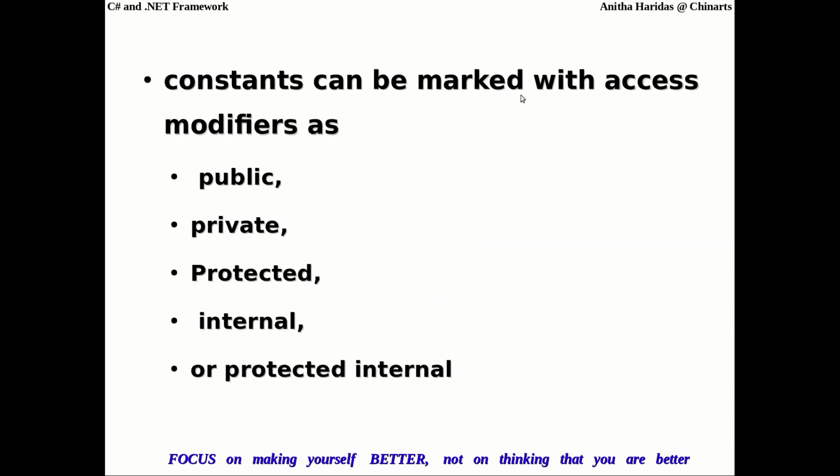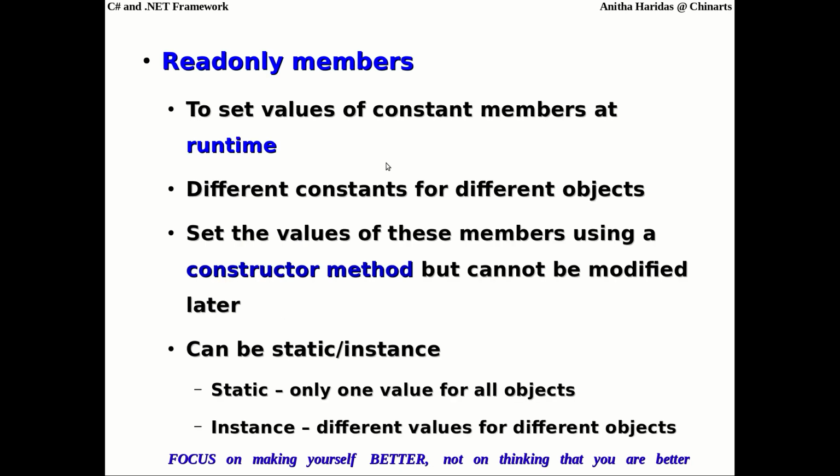And your constants can also be marked with access modifier as public, private, protected, internal and protected internal. Any of these access modifiers can also be used for a constant in your class declaration. Next, let us see what are read-only members.